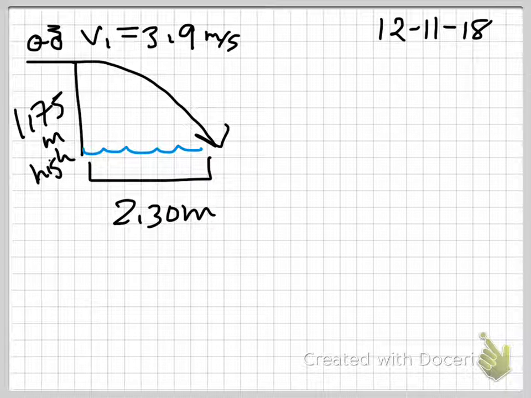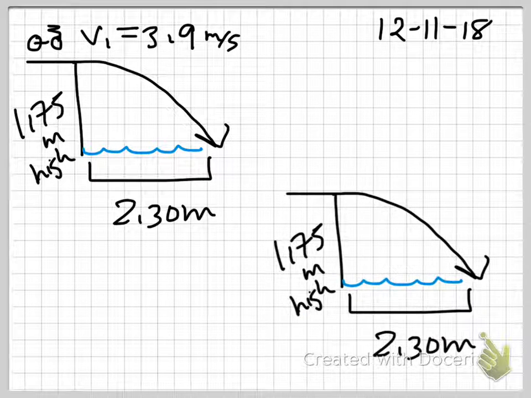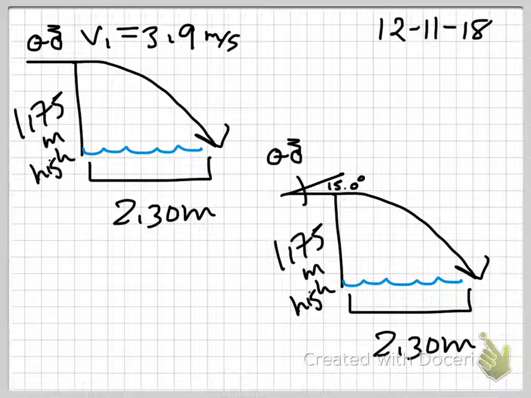So let's recreate the situation, but give you a ramp. I'm going to copy this whole picture, paste this whole picture, and put in a ramp. We'll make it a 15.0 degree ramp. And what we want to know is how will that change your initial velocity that's required? The overall initial velocity.